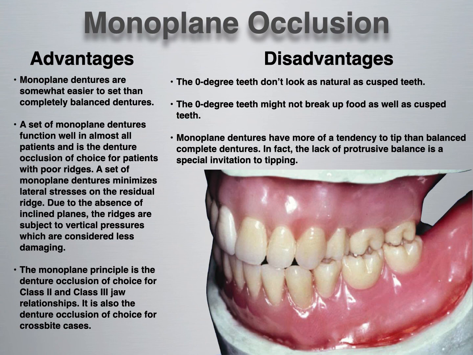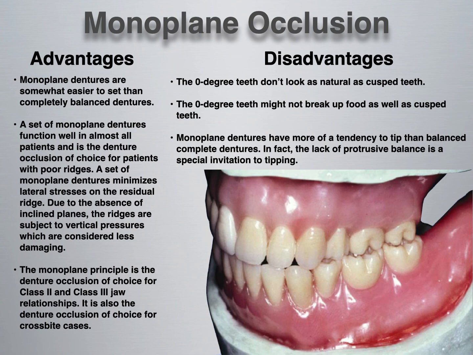A set of monoplane dentures minimizes lateral stresses completely because there are no cusp tips to knock into each other during lateral movement. And due to the absence of inclined planes, the ridges are subject to vertical pressures, which are considered less damaging than the lateral forces. The monoplane principle is the denture occlusion of choice for Class 2 and Class 3 jaw relationships. It is also the denture occlusion of choice for crossbite cases.